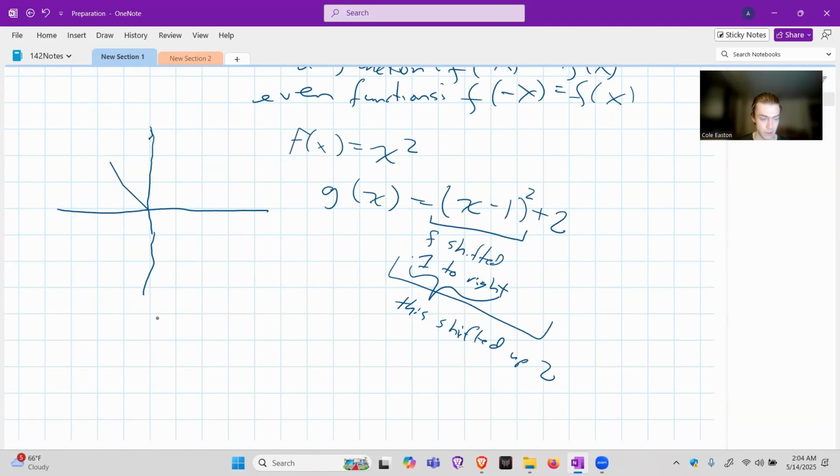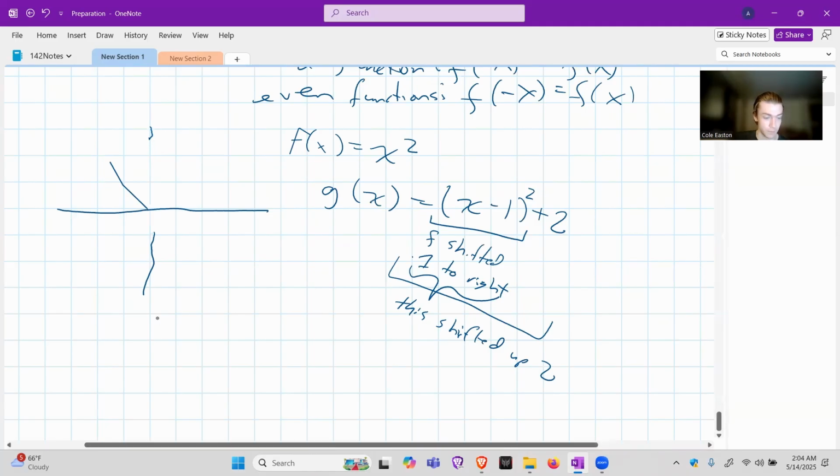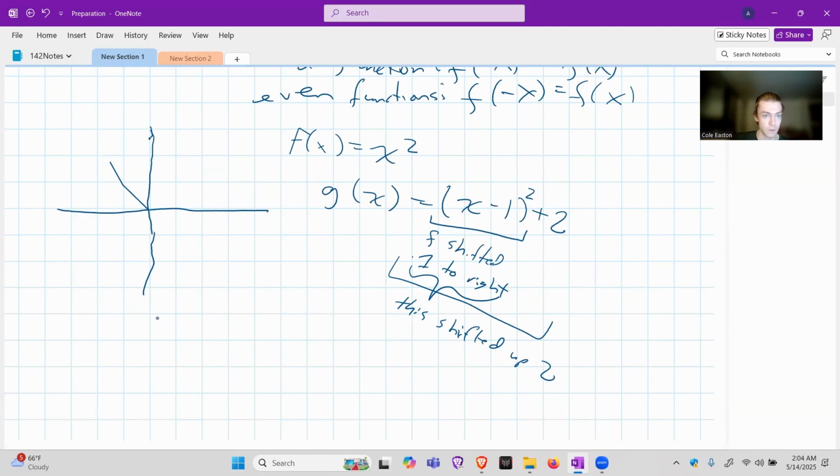So we know that f is kind of something like this. That didn't turn out right. Let's see. Okay, something like this. It's a parabola. We want to shift that 1 to the right and then up 2. So our new vertex is here.